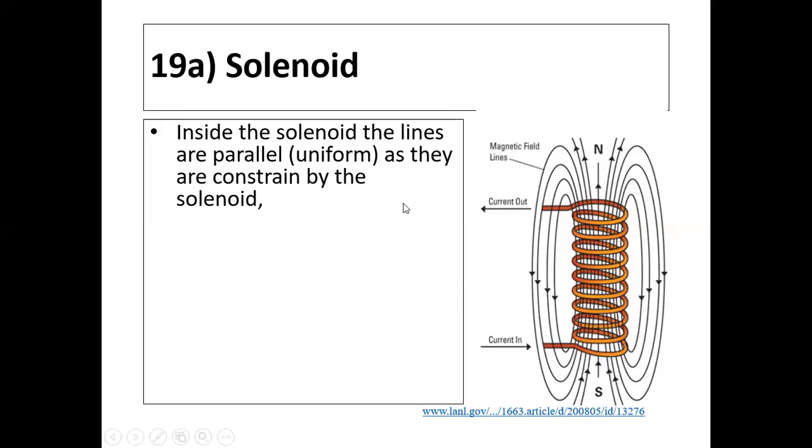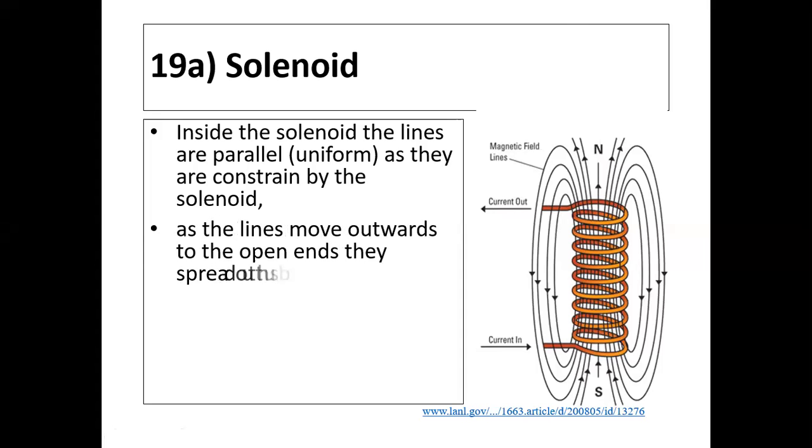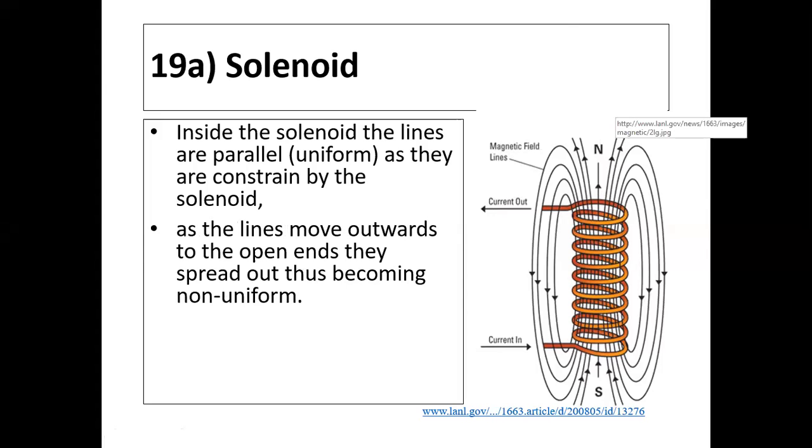Right, so inside there the lines are parallel, so it's uniform. As the lines move outwards at the open end, there's no constraint anymore. So the same number of lines spread over a bigger area, so it becomes non-uniform, shown by not being parallel. So it's uniform somewhere around here, then it starts to decrease. Non-uniform outside.